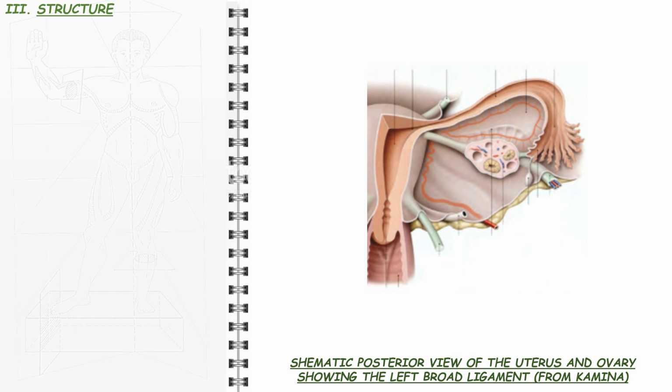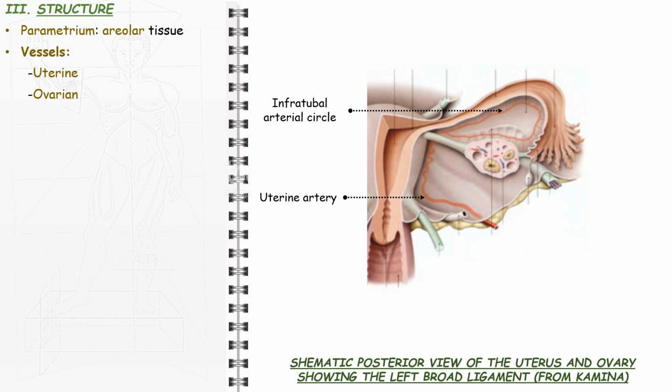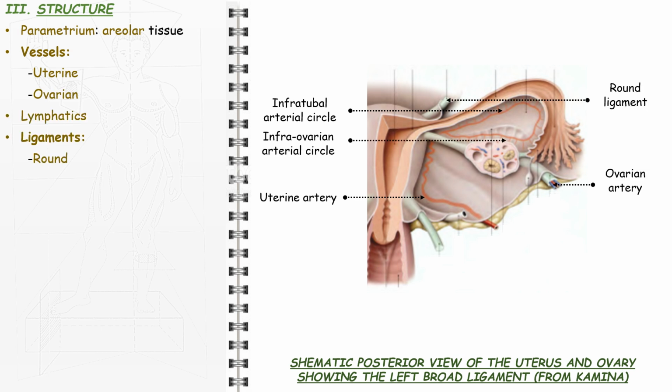Folding the broad ligament out, between the two layers is a mass of areolar tissue, the perimetrium, in which lie the uterine and ovarian vessels and lymphatics, the round ligament of the uterus, the ligament of the ovary, and vestigial remnants of mesonephric tubules, the epiphoron and paroophoron.